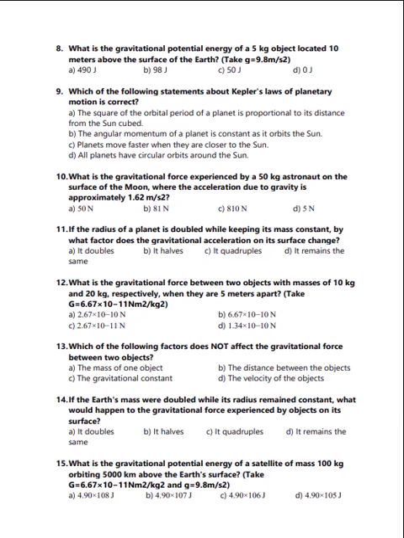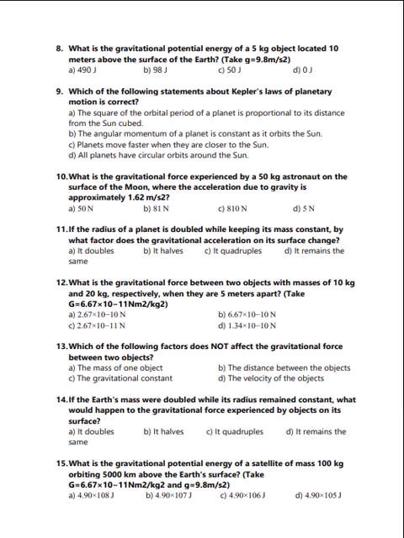What is the gravitational force between two objects with mass of 10 kg and 20 kg respectively when they are 5 meter apart? Options are 2.67 × 10^-10 Newton, 6.67 × 10^-10 Newton, 2.67 × 10^-11 Newton, 1.34 × 10^-10 Newton. So the correct answer for question number 12 is A, 2.67 × 10^-10 Newton.